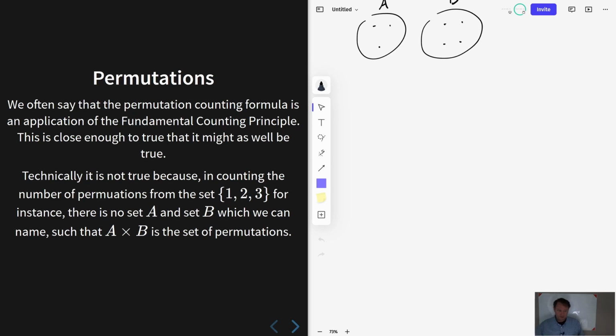Some people don't define the product principle quite so technically. It's more of a sort of open-ended philosophy of enumeration or something like that. But if you define the product principle in the strict technical sense that we have here, then you can't pick any set A and a set B such that the set of all permutations, right?